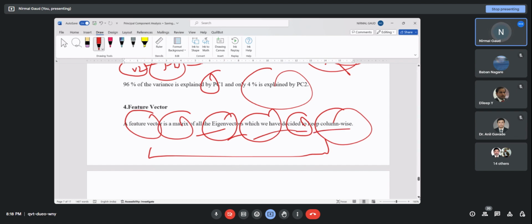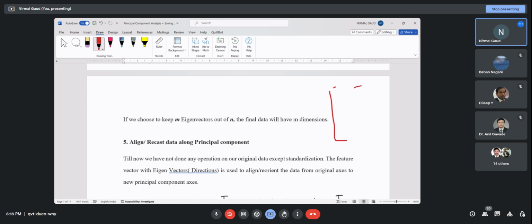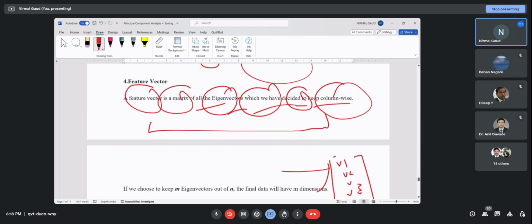उसको column wise रखिएगा. Okay, keep it column wise ऐसा. ये feature vector कहलाता. यानी कि V1, V2, V3, V4, V5, V6, V7, V8, V9, V10. It's a column vector of all the eigenvectors which you have calculated. ऐसा मैट्रिक्स बन रही है इसकी. A feature vector is a matrix of all the eigenvectors which we decided to keep column wise. ये आपका feature vector कहलाता है.